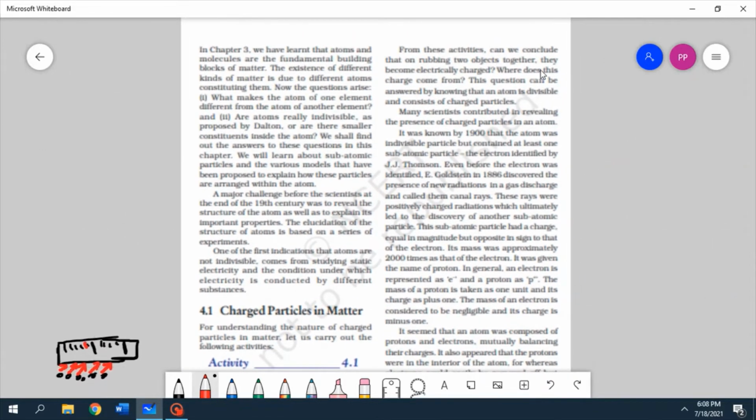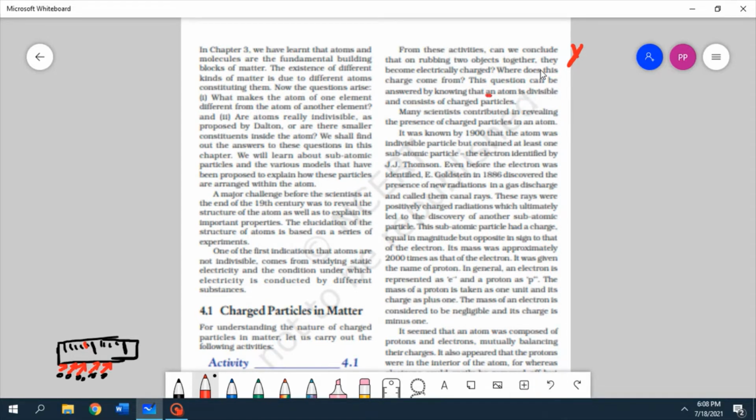Alright, so from these activities, can we conclude that on rubbing two objects together they become electrically charged? Yes. And where does this charge come from? Alright, this question can be answered by knowing that an atom is divisible and consists of charged particles. Alright, so that's an important statement.